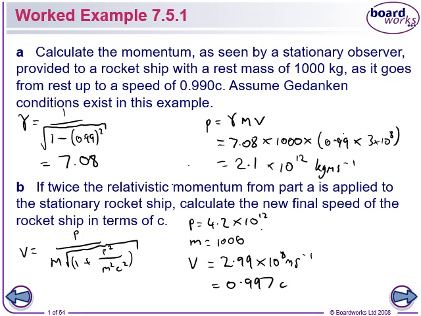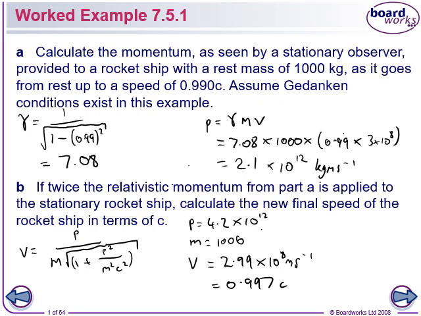Now this is really interesting. The really interesting effect here is that at 0.99 times the speed of light, we have a certain momentum. But if we double that momentum, our speed only goes up by another 0.007 times the speed of light. So we have to put in a lot more momentum to get a tiny velocity change.